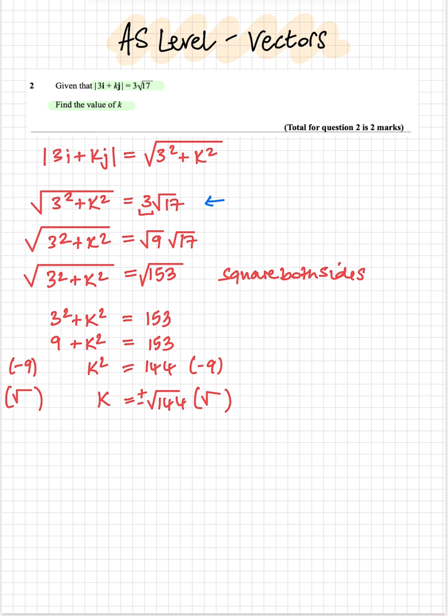This step here is super important to remember. There's a positive and a negative version to that. So then when we simplify that even further, k is equal to positive or negative 12, and that is our final solution for k.